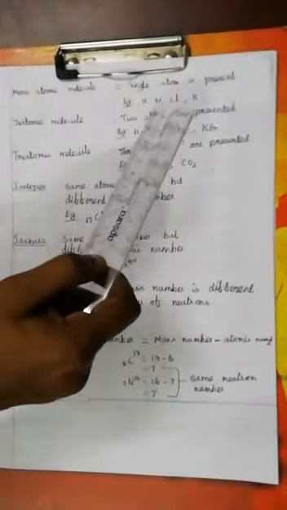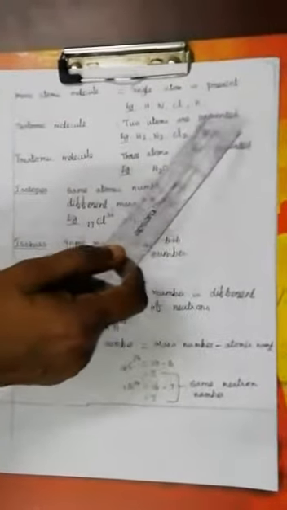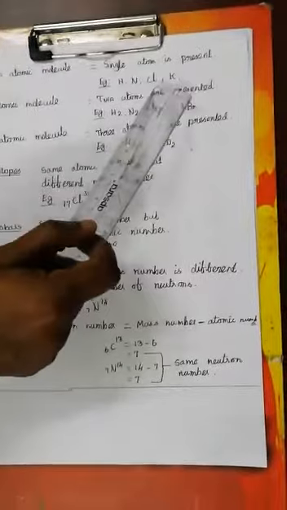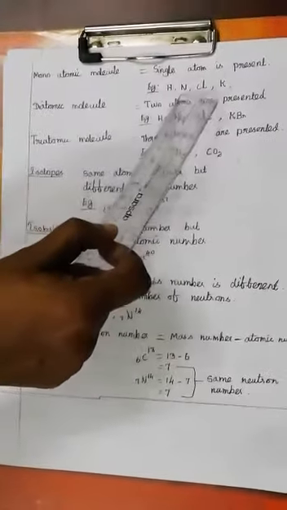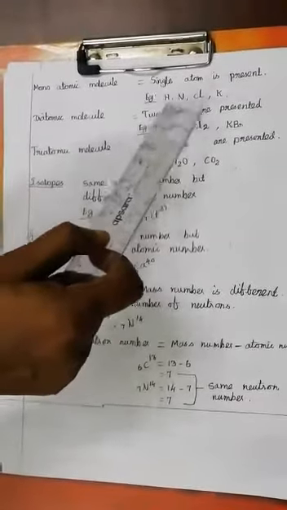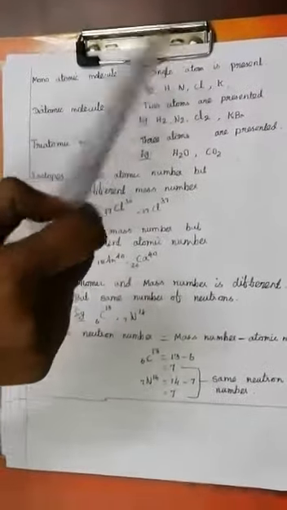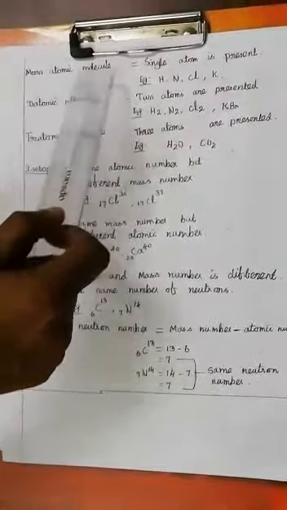Example, hydrogen, nitrogen, chlorine and K for potassium. Okay, so hydrogen, nitrogen, chlorine is for a single number. So the suffix, what does it mean? 1. So a single atom is present in the particular element. That element is called a monoatomic molecule.